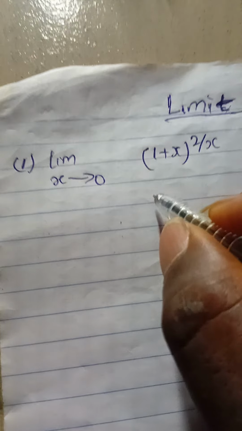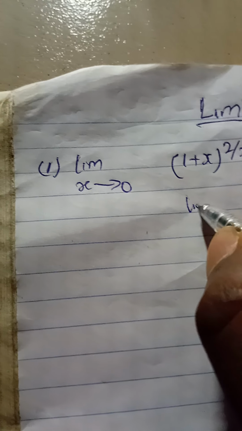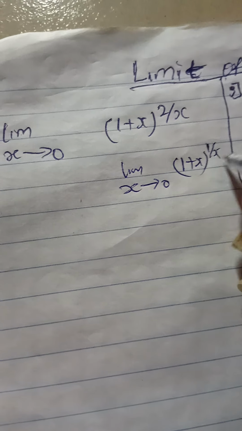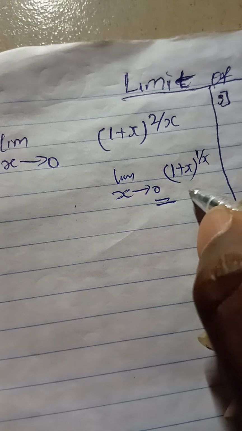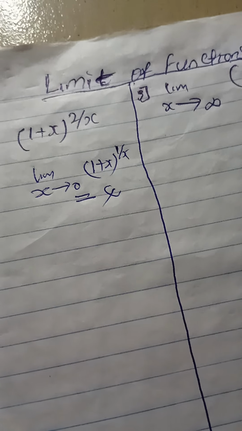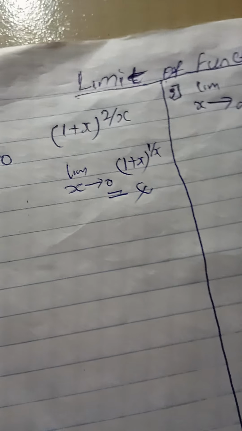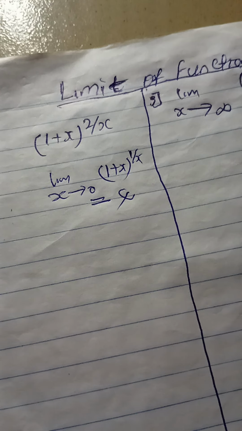So, limit as x tends to 0 of (1 + x) raised to the power 2 over x. There's the standard limit pattern. It's very standard. If you have limit as x tends to 0 of (1 + x) raised to the power 1 over x, then the answer is what? E. Are we together? Euler's number. The answer is E. Please take note of that.